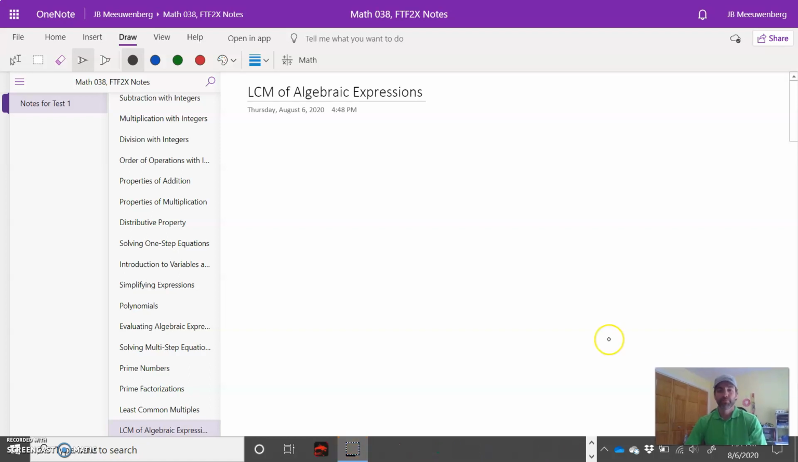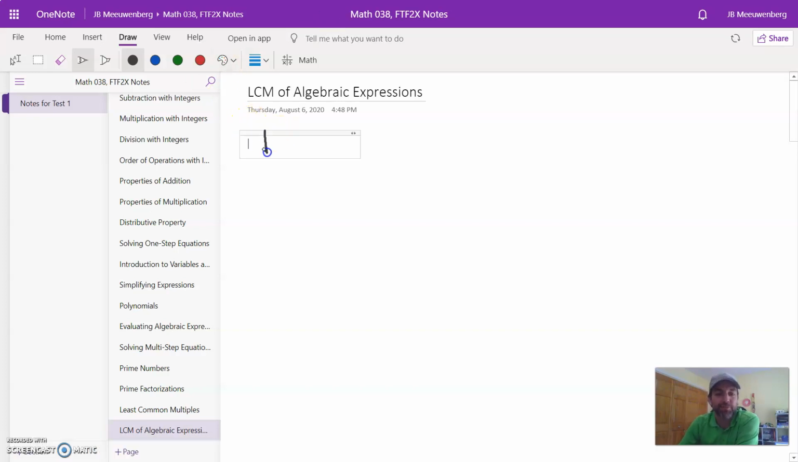All right, so we've made it to the very last new topic, and it's really not new. We just talked about least common multiples. It was the last video, and that was all about just numbers, least common multiples of numbers. We're now going to find least common multiples of algebraic expressions. And you might be thinking, oh dear, that sounds hard. Well, all this means is that we're going to include variables in with our numbers.